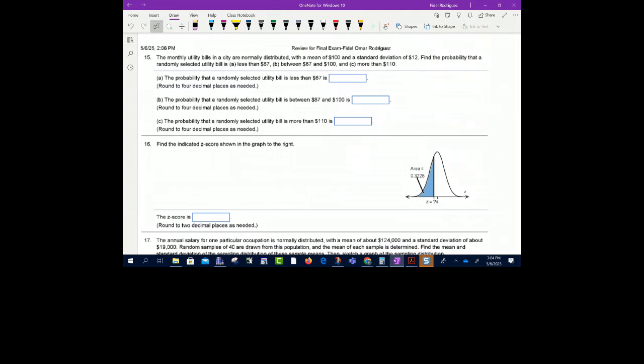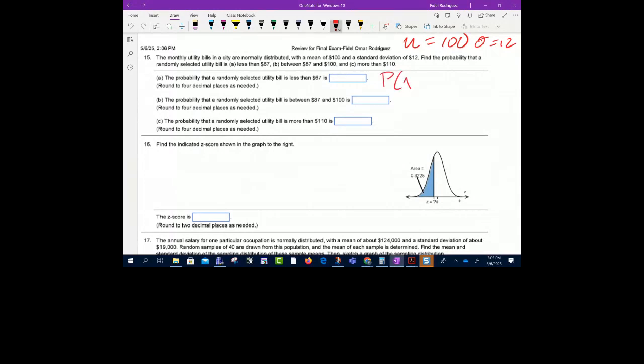All righty. Let's see if we can figure out number 15, y'all. Number 15 says, utility bills in a city are normally distributed with a mean of 100. First thing I'm going to do here, y'all, I'm going to write down some pieces of info. My mean is 100, and our standard deviation in this case is 12. Look at the first part. Part A says, let's find the probability that a randomly selected utility bill is less than 67.